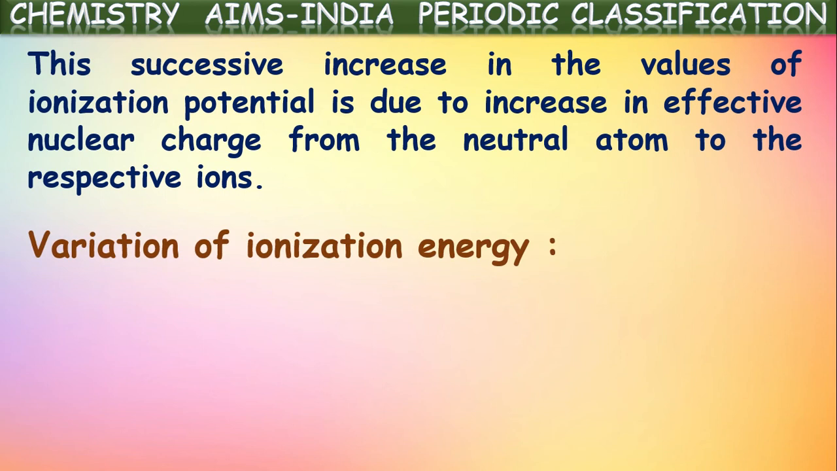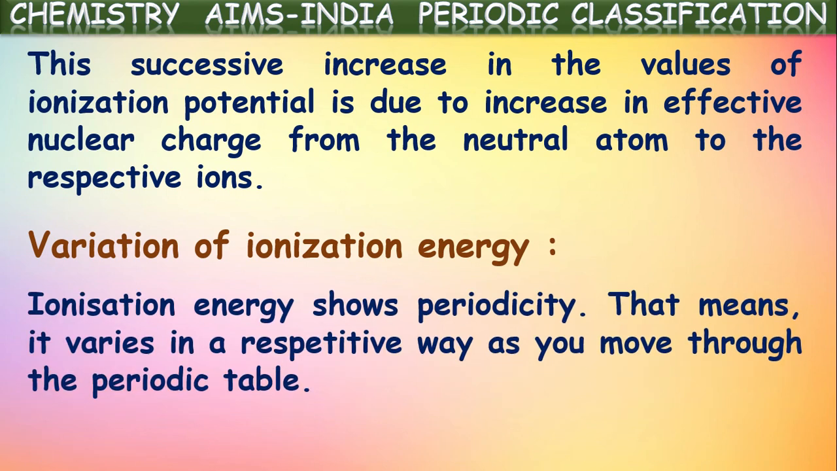Variation of ionization energy. So now we have seen what is meant by ionization energy. Now we are going to see how this ionization energy varies in the groups and periods of the modern periodic table. Ionization energy shows periodicity, which means it changes from element to element and is repeated. That means it varies in a respective way as you move through the periodic table from left to right in a period or from top to bottom in a group.